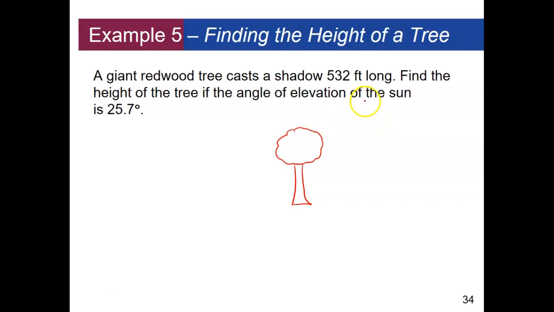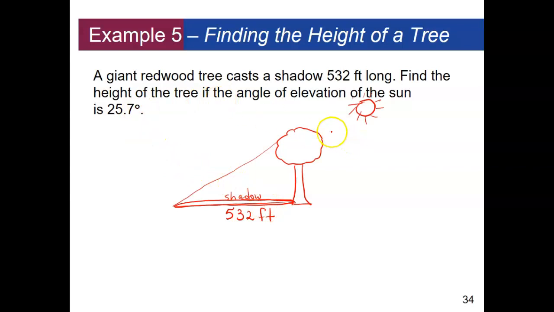So we've got the sun. Let's say the sun is up here. The rays of the sun are coming across the tree, and it's going to form a triangle. And the shadow is actually going to be down here on the ground. So this is our shadow. I've seen a lot of people try to tell me that the shadow is up here in the air, but the shadow's on the ground. Okay, so the giant redwood tree casts a shadow 532 feet long. So this is 532 feet long.